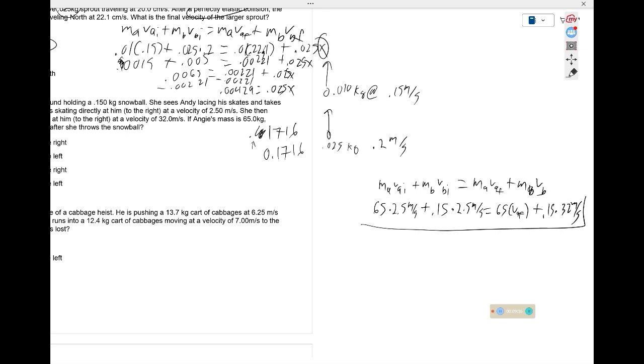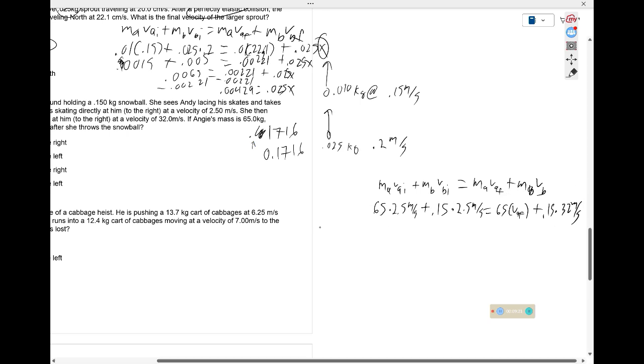So this is the equation that you guys need. That was not pretty, sorry about that. This is the equation that you guys need to solve for that.